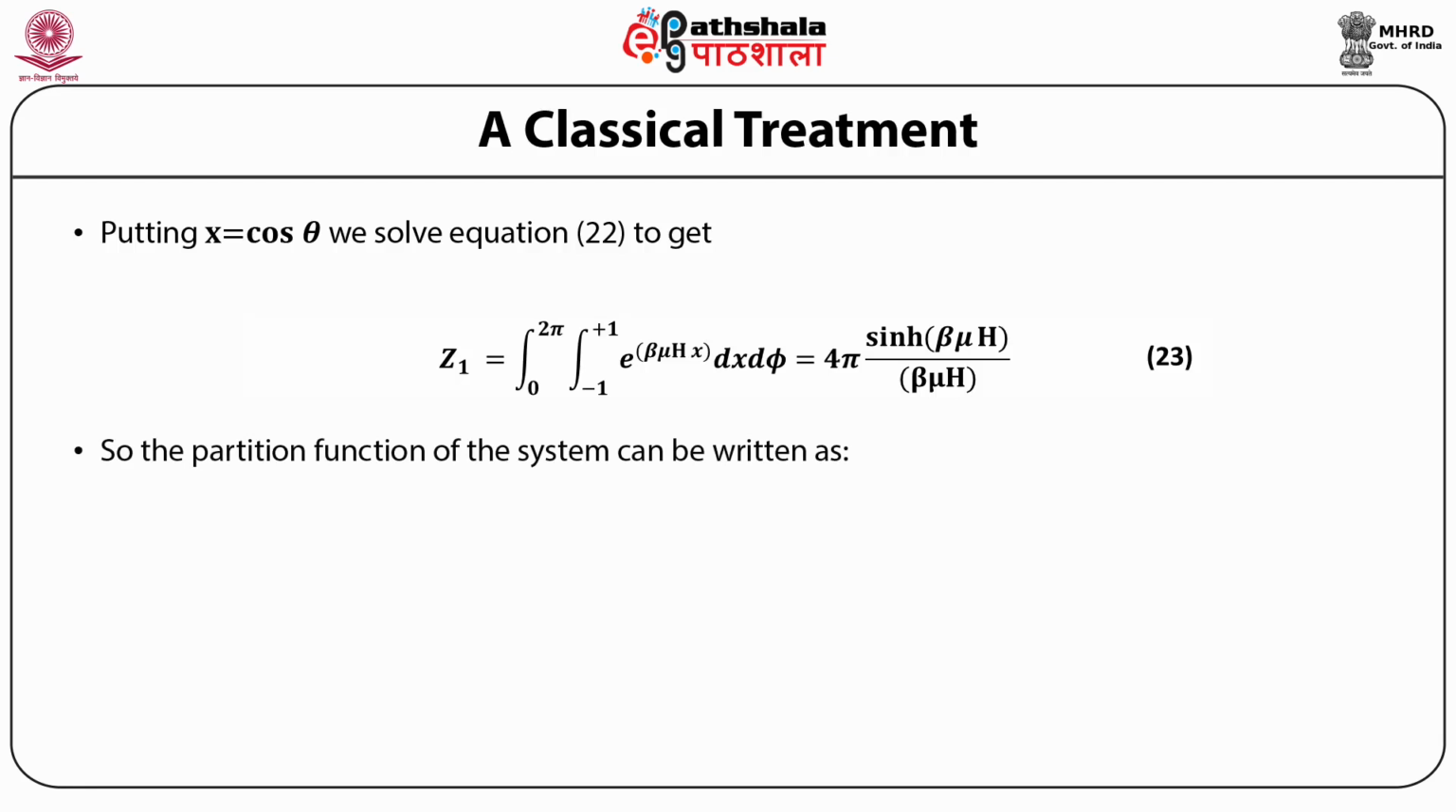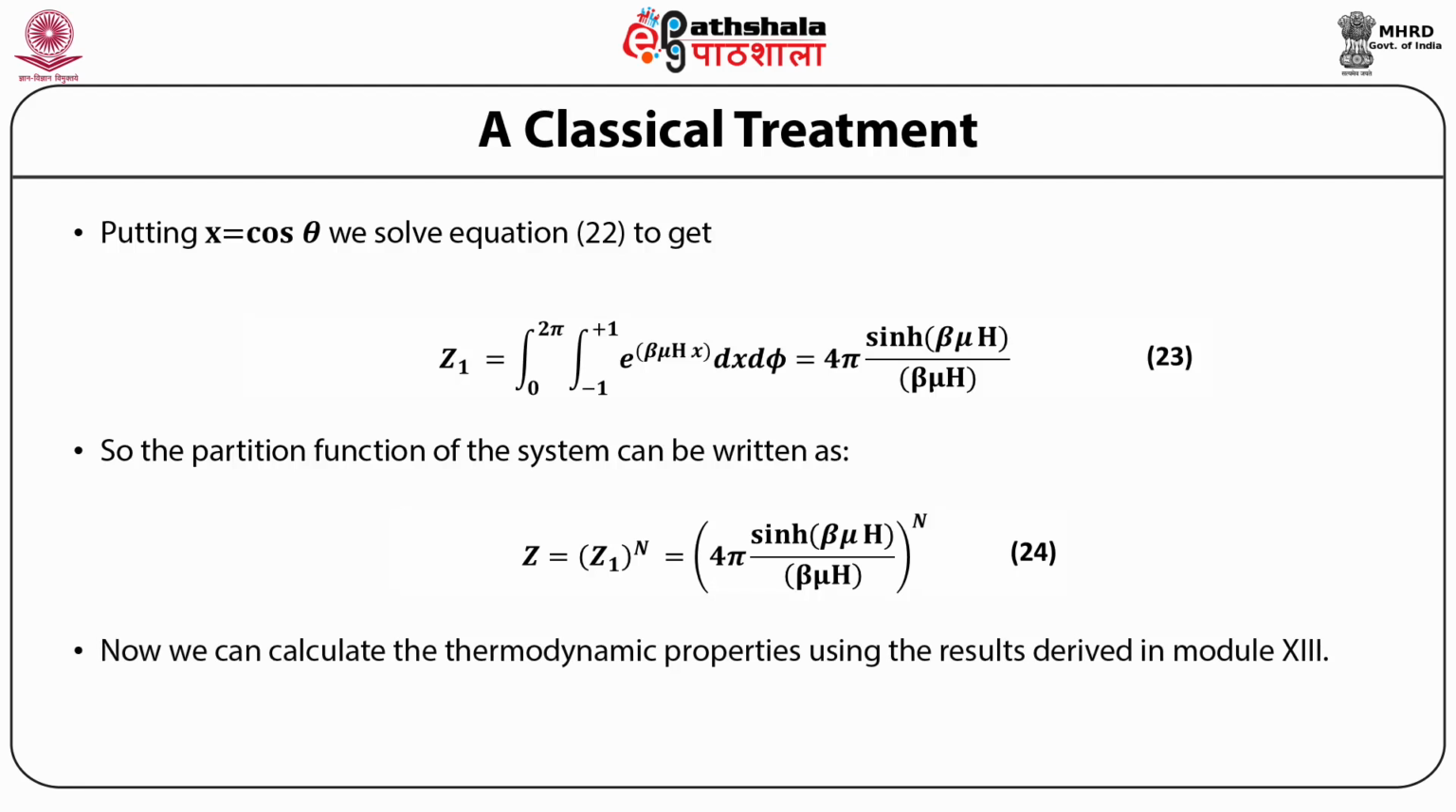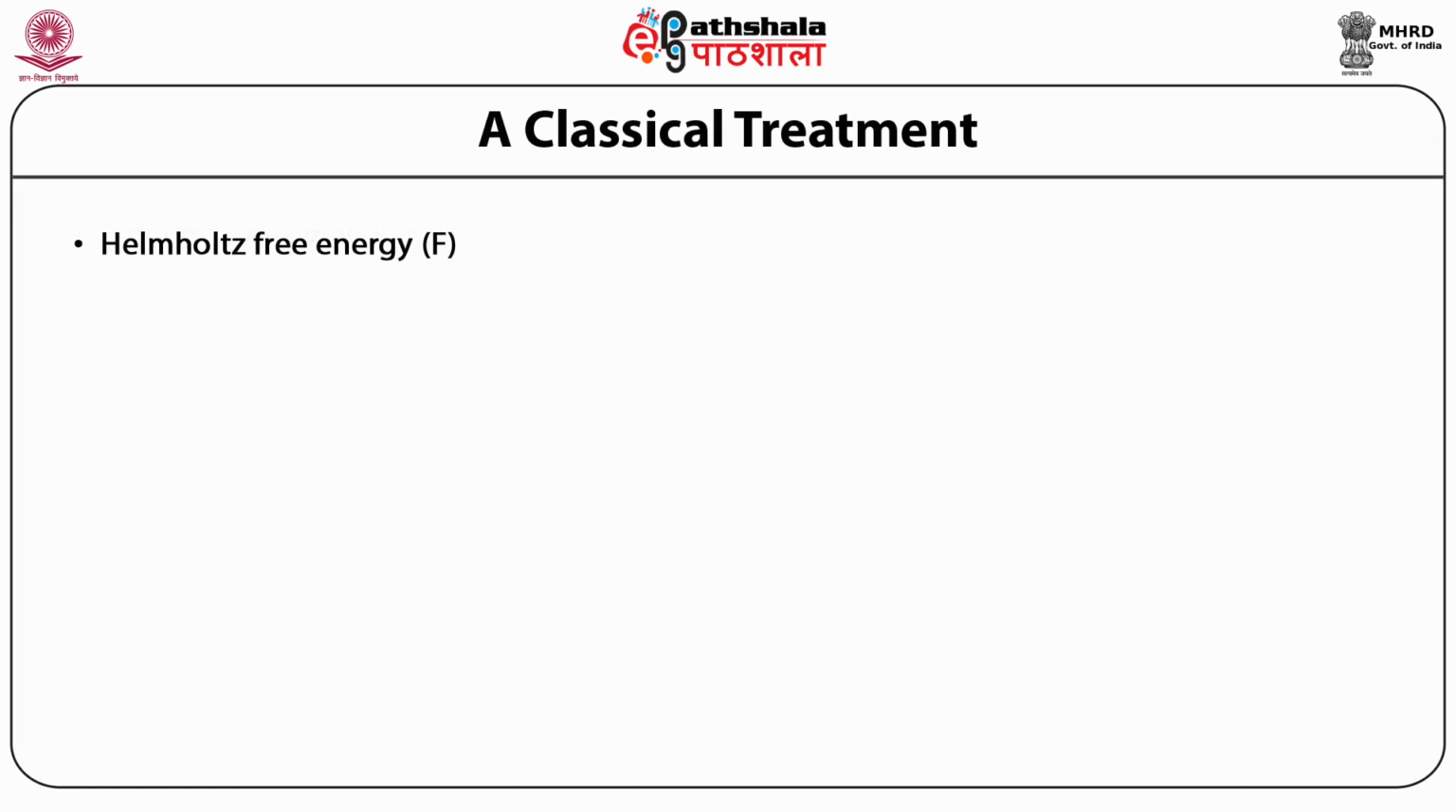So the partition function of the system can be written as Z = Z1^n = (4π sinh(βμH) / (βμH))^n. Now we can calculate the thermodynamic properties using the results derived in module 13. Helmholtz free energy F is equal to -n k_B T log of 4π sinh(βμH) divided by βμH.